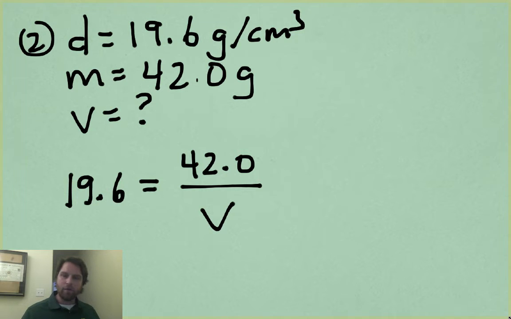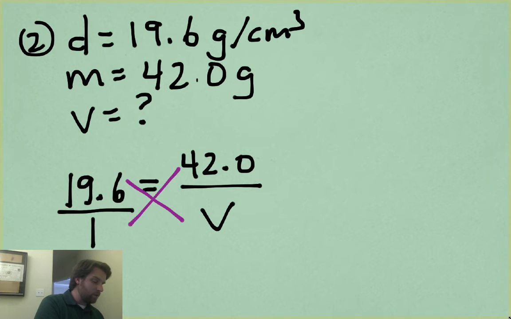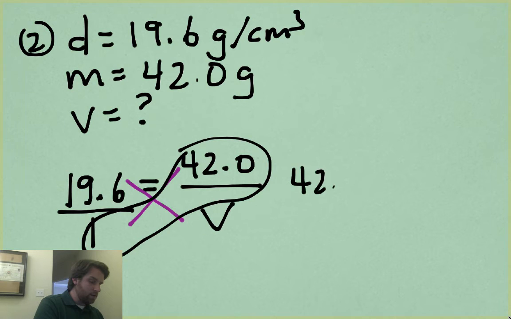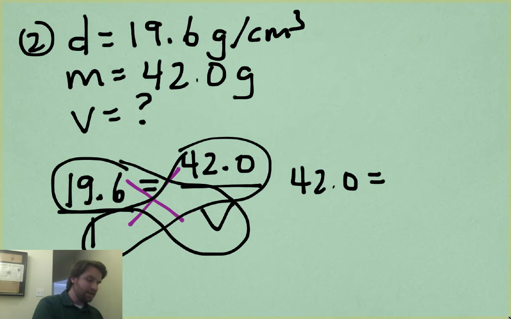So how do you solve for V? What you have to do is isolate that variable. How do we do that here? Since we have two things on opposite sides of the equal sign, we need to set up a proportion. We can say this 19.6 is the same as 19.6 over 1. And what we can do is cross multiply. So 42 times 1 is 42, equals 19.6 times V, 19.6 V.